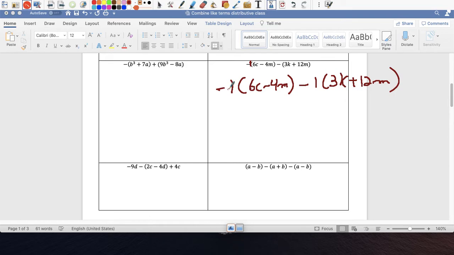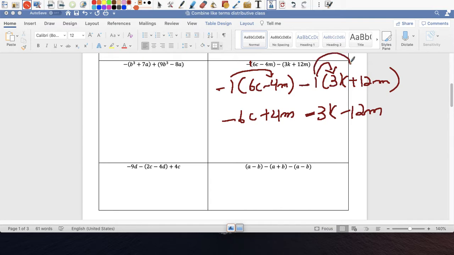So negative 1 times positive 6 is negative 6c. See the opposites. Then negative times this negative is going to be positive, and 1 times 4 is 4m. Again, I keep telling you that they come out the opposite. Here, the same thing: the 3k is going to be minus 3k, and the plus 12 is going to be minus 12, because negative times a positive gives me a negative.